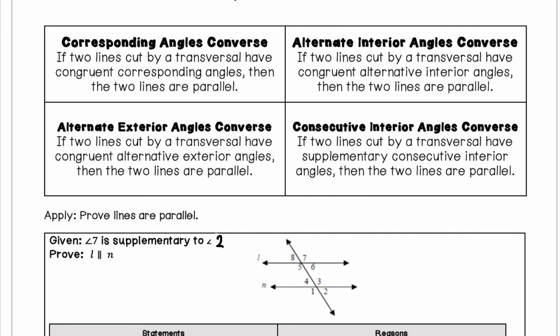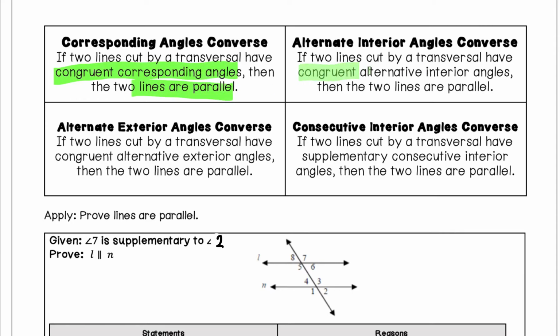So we don't know the lines are parallel at first. We know some angles are congruent in some cases, and we're going to prove that the lines are parallel now. So these are all the converse of the theorems we've stated. And so when we see these congruent corresponding angles, we know the lines are parallel.